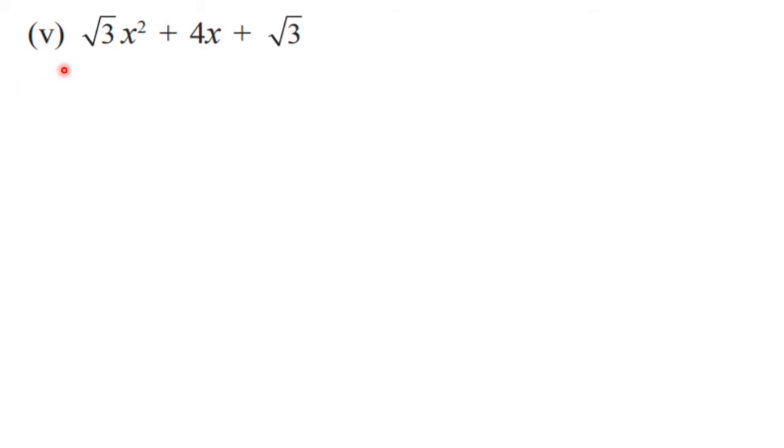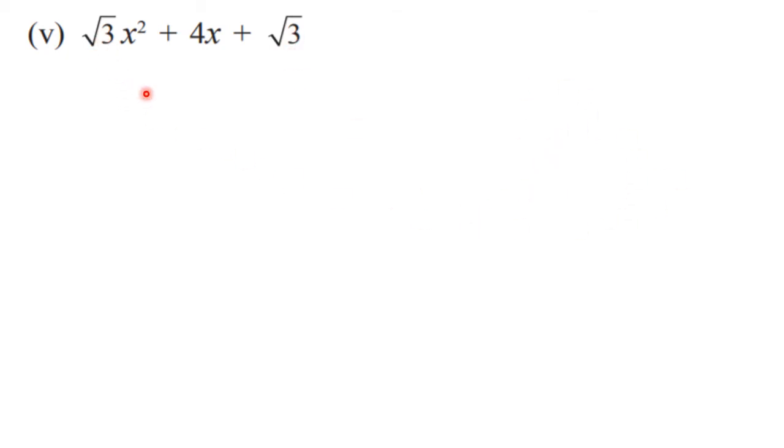Question number 5 here now I am discussing. Root 3x square plus 4x plus root 3. So here value of a is root 3, b is 4 and c is again root 3. We have to multiply these two. Now I am not writing on the side. Now you can understand it.